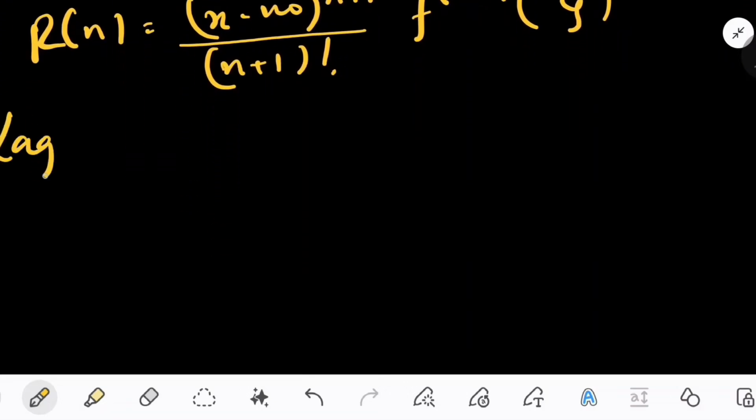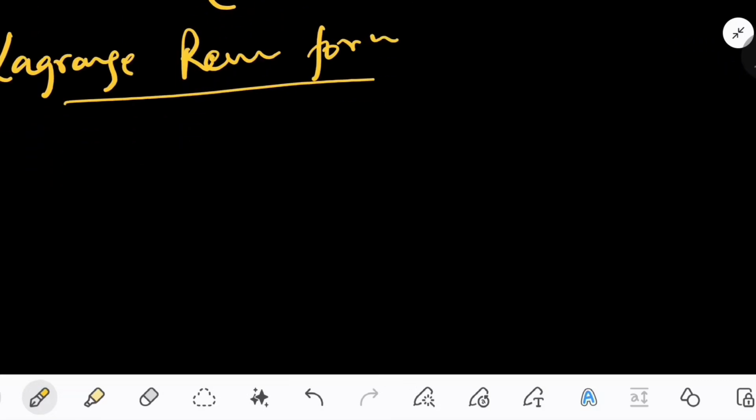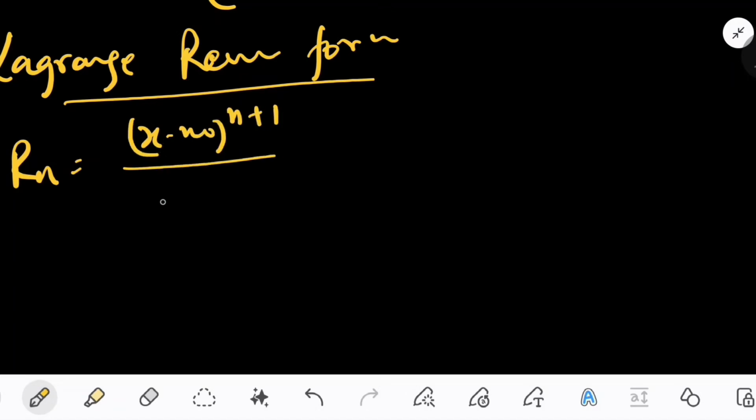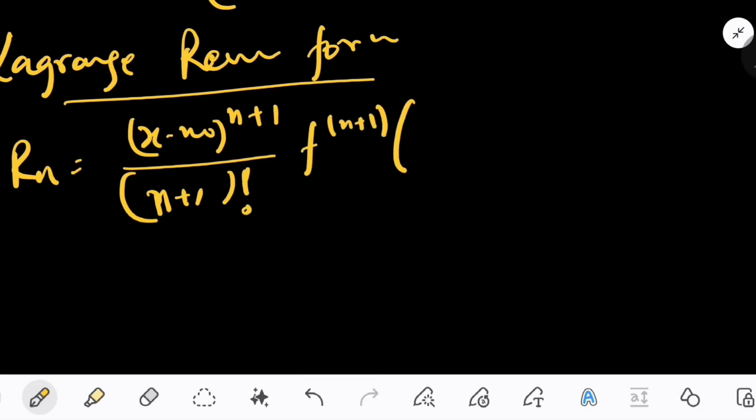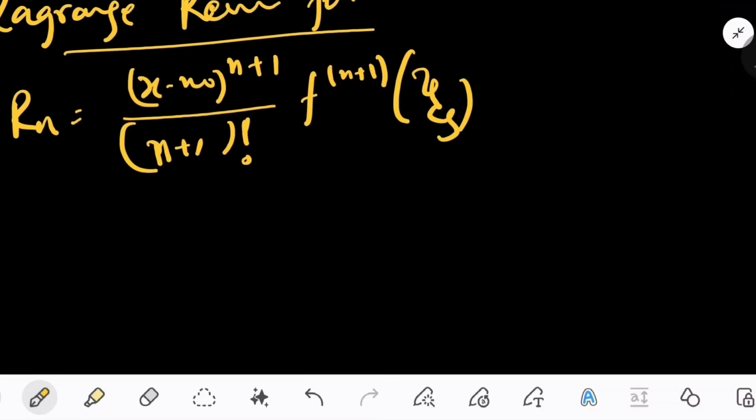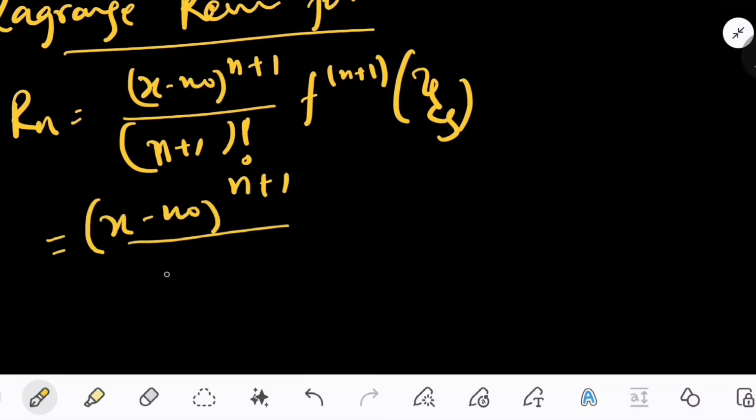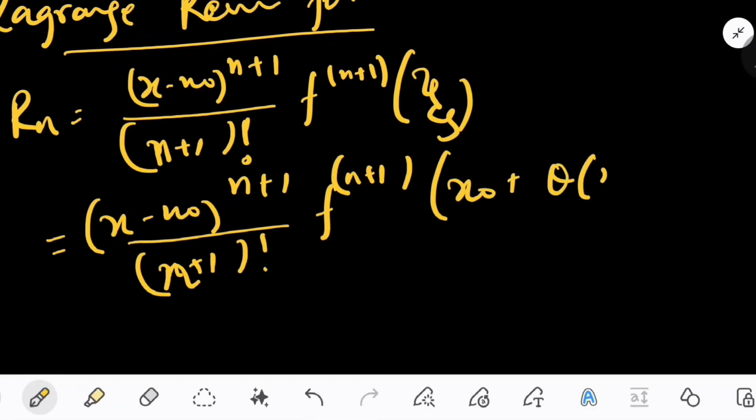Now this is the Lagrange remainder form, and it is like this: x minus x naught raised to the power n plus 1 by n plus 1 factorial into f of n plus 1 derivative of psi, and you can also write it like this: x minus x naught raised to the power n plus 1 by n plus 1 factorial, f of n plus 1 derivative of x naught plus theta into x minus x naught, right? You can write it like this.